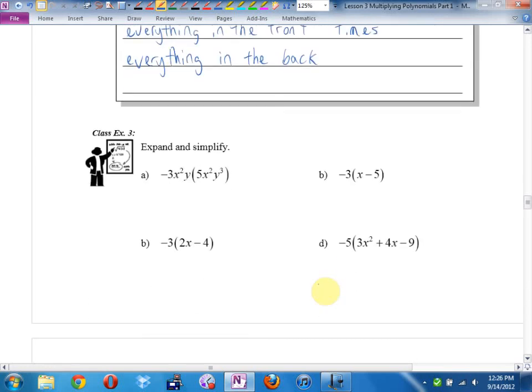Example 3 says, expand and simplify, A. In the brackets, how many terms are there inside the brackets? What's in the brackets? A monomial, a binomial, a trinomial? Just a monomial. Okay? So this is a monomial times a monomial, and the rule is fairly simple. It's numbers times numbers, letters times letters. It's going to be negative 3 times 5. And then I go letters one at a time. x squared times x squared.